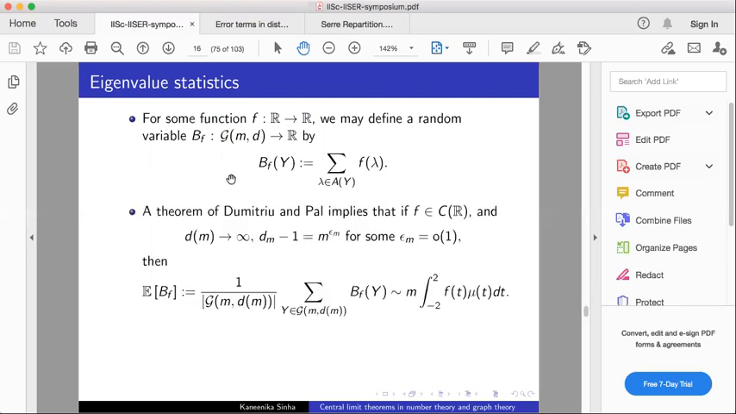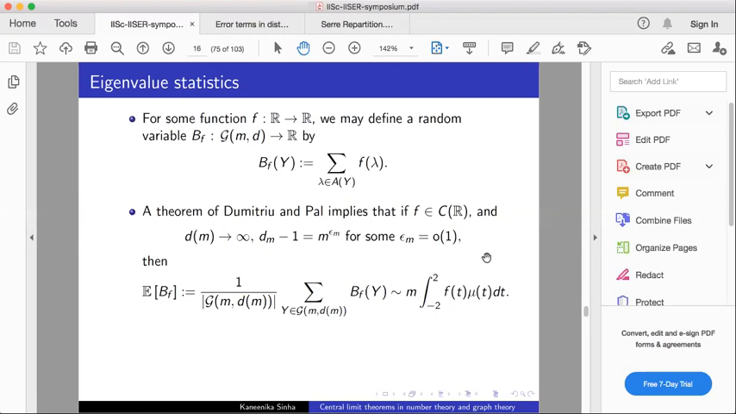So a famous theorem of Dumitriu and Pal, which they proved in 2012, addresses the question of distribution as D also goes to infinity along with the size of the graphs. So subject to this restriction that D of m grows to the order of m raised to the epsilon sub m, where epsilon sub m is something which is little o of 1, so it goes to 0 as m goes to infinity, but m to the epsilon m must go to infinity as m goes to infinity. Under these conditions, the expected value of your random variable B sub f is asymptotic to m times the integral of f with respect to the Sato-Tate measure mu.